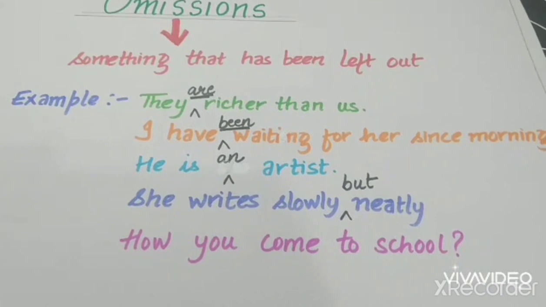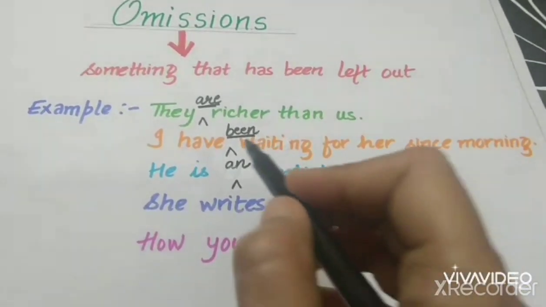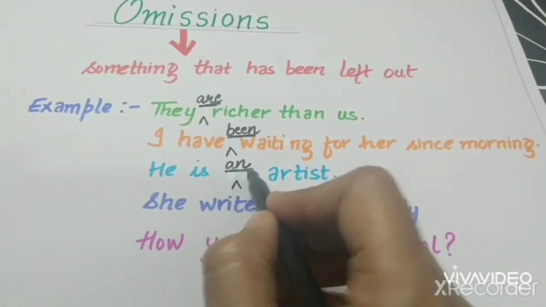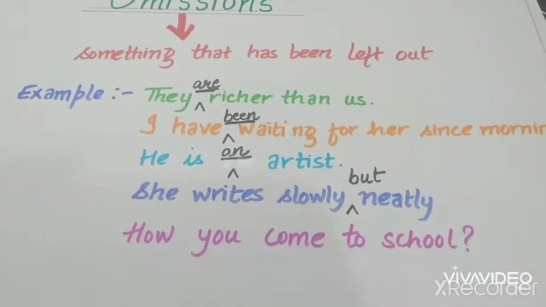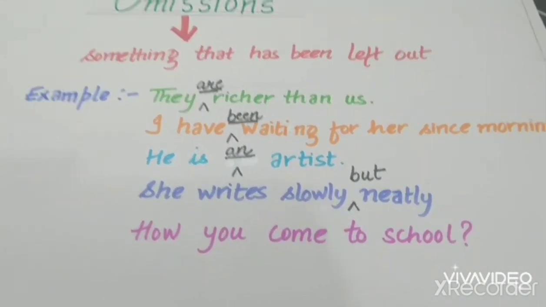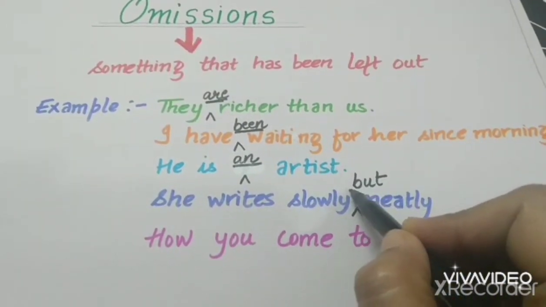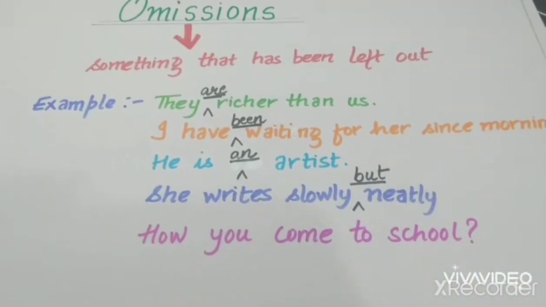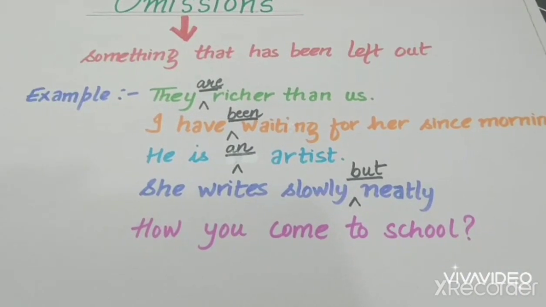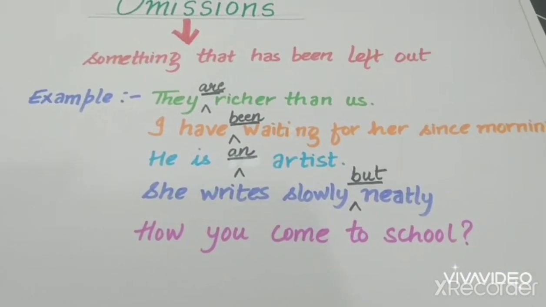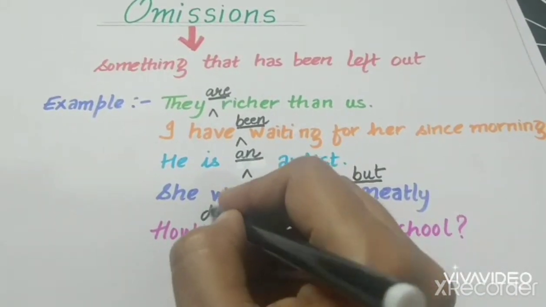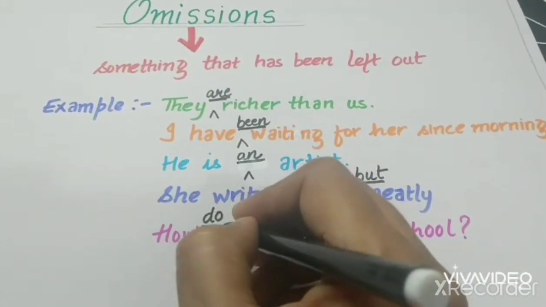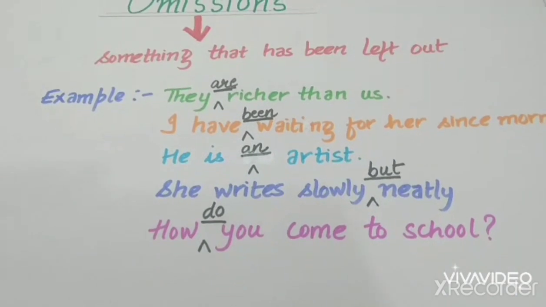He is artist. In this sentence, the article an is missing. Next is, she writes slowly, neatly. In this sentence, the conjunction but is missing. The last sentence is, how you come to school. In this, the helping verb do is missing.